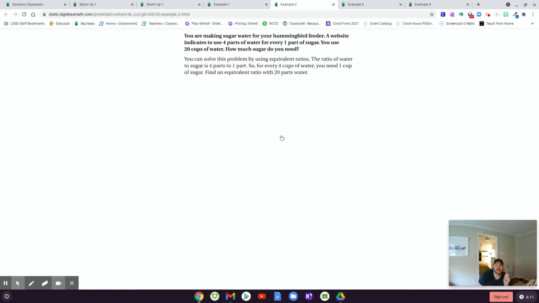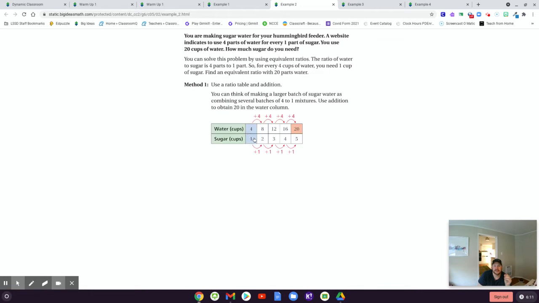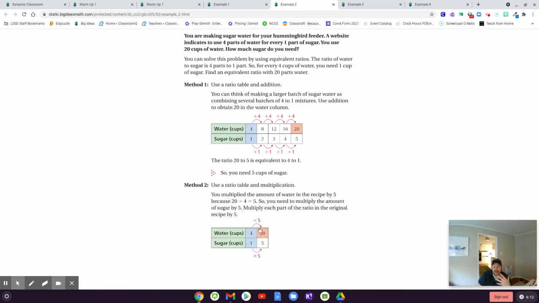Okay, so here's how you'd solve this with a ratio table. 4 cups or 4 parts of water is 1 part sugar. Again, they're using addition here, which I don't like so much. So here, the way I would do it is with multiplication, which I believe they're going to show here, which is the better way, in my opinion.